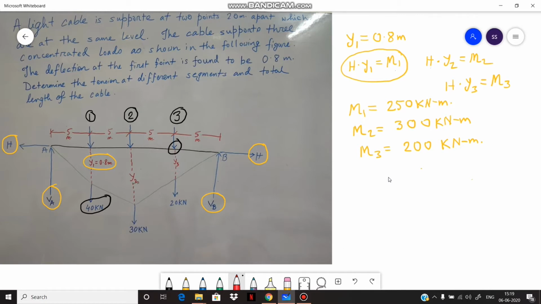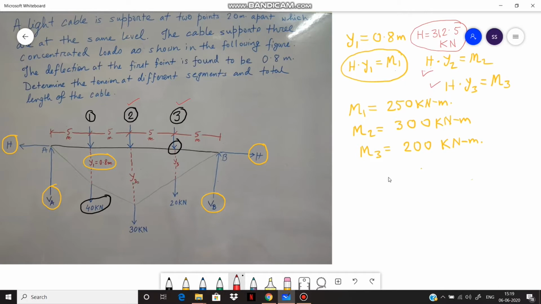So we get H equals to 312.5 kilonewton. Now, putting the value of H at this equation and at this equation, we get the values of y2 and y3, that is deflection at point 2 and at point 3, that is at this point and at this point.